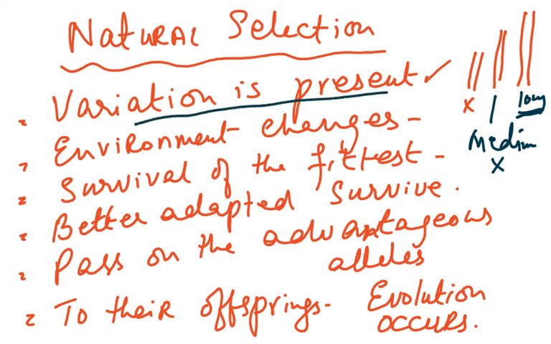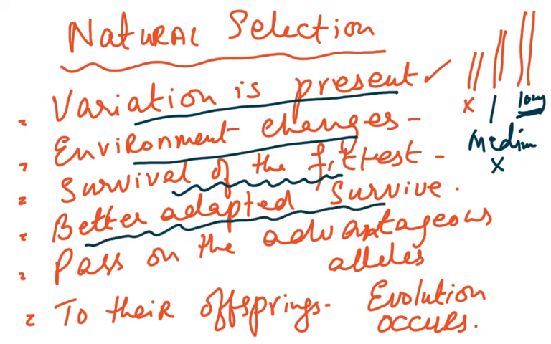So there was variation. Environment changes. Certain habitats are destroyed. No longer those trees are present. Now in this changing environment, which one is better adapted? The medium neck is not adapted. It can't suddenly grow a long neck. Or it can't start changing its food and start eating smaller trees or whatever. So the better adapted survive and pass on their advantageous alleles. We don't say genes. We all have the gene for blood group, but we have different alleles. And they will pass it on to their offsprings. And then we say evolution occurs.